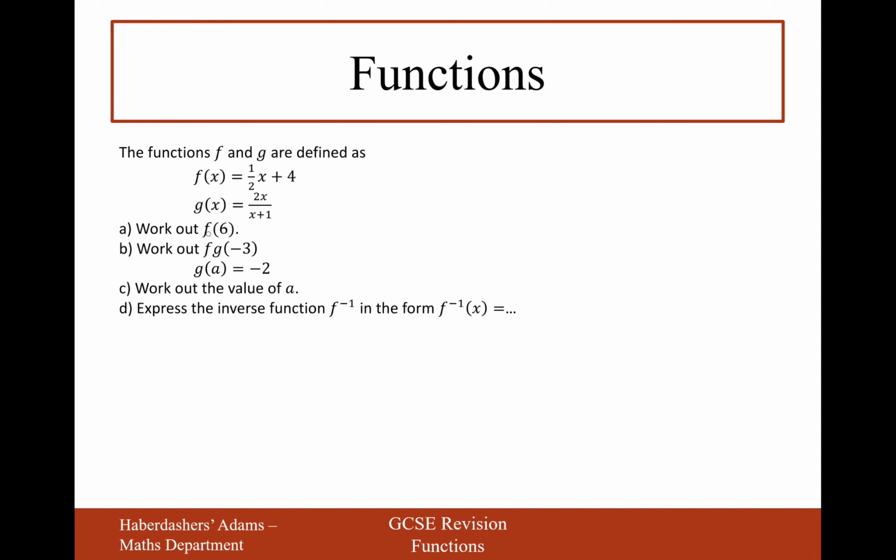Okay, so for part A, work out f of 6. That just means put 6 in the f function. So it's half of 6, which is 3. 3 add 4, that makes it 7.